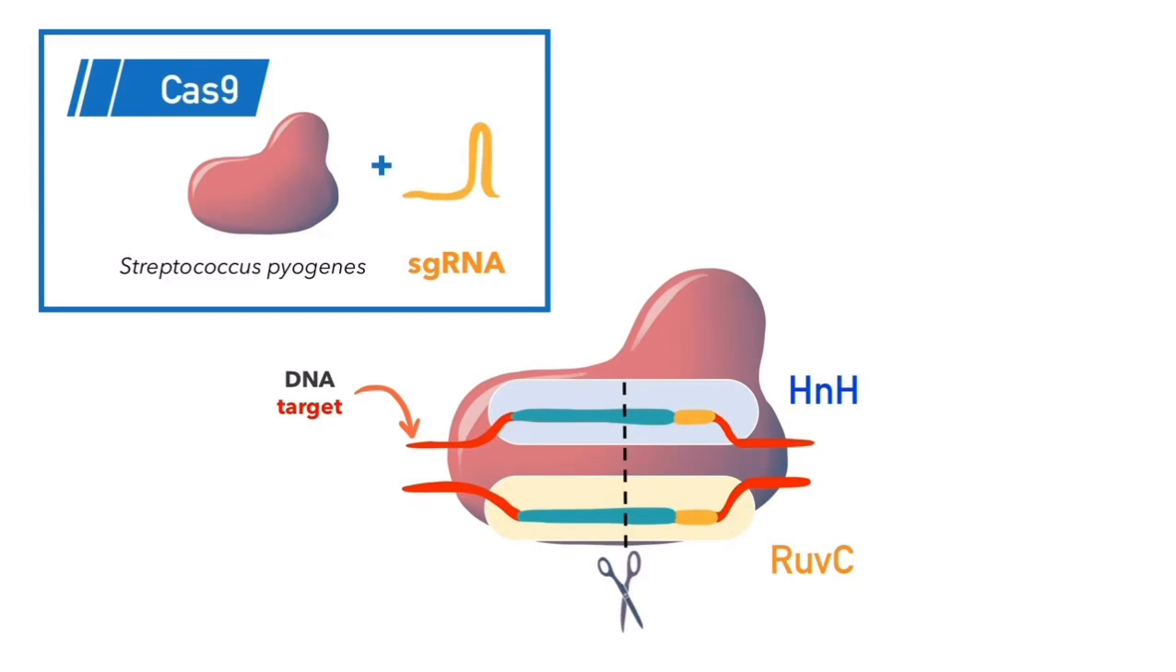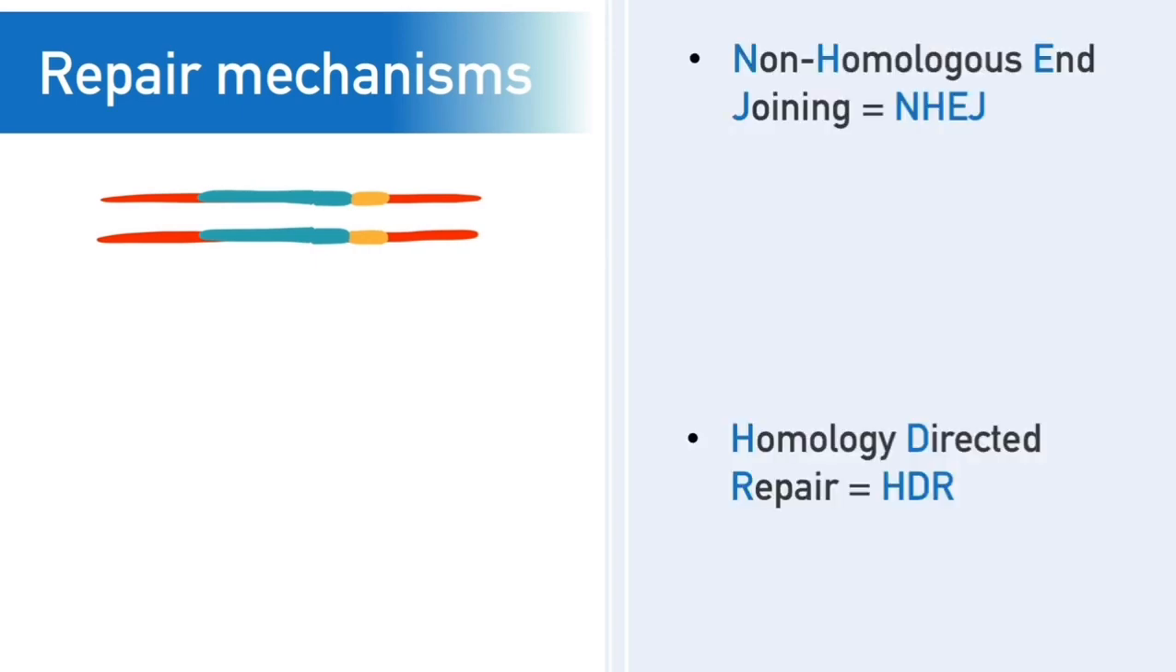While the HNH domain of Cas9 cleaves the target DNA strand with complementary sequence of sgRNA, the RuvC domain cleaves the other strand of the dsDNA, i.e. the non-complementary strand. After the incision is made, the natural DNA repair mechanism sets in within the target DNA. The cleaved dsDNA can undergo repair via 2 routes, i.e. either by homology-directed repair, HDR, or non-homologous end joining, NHEJ.